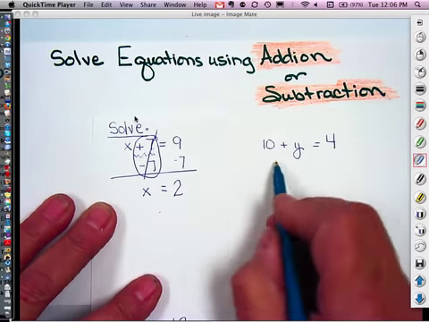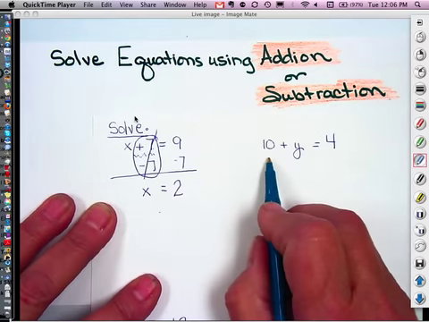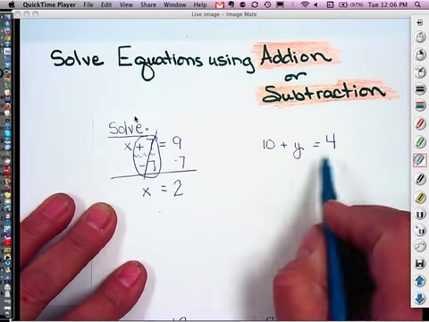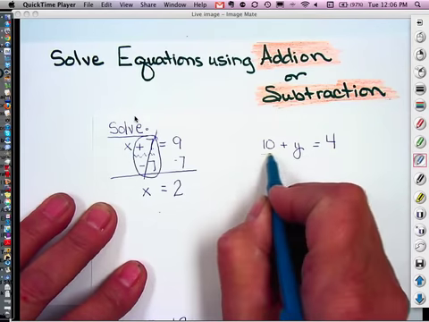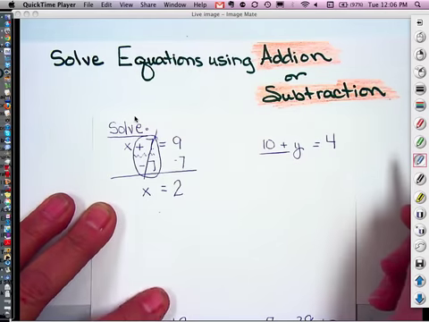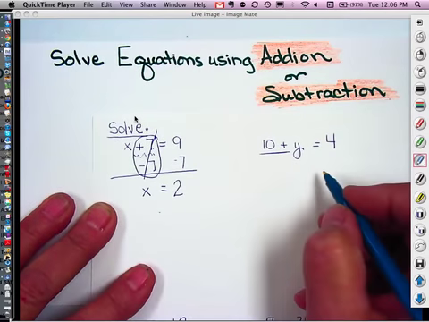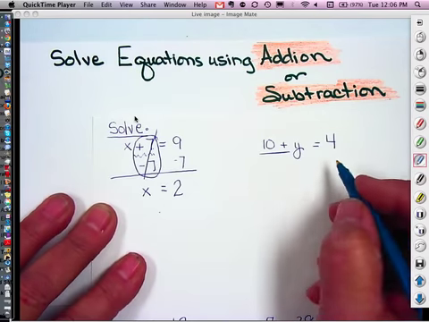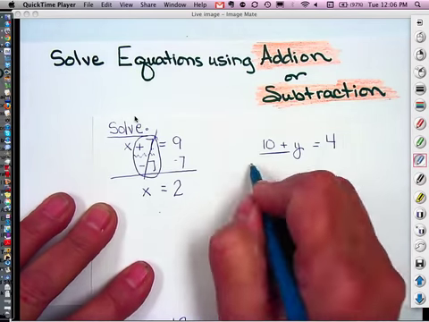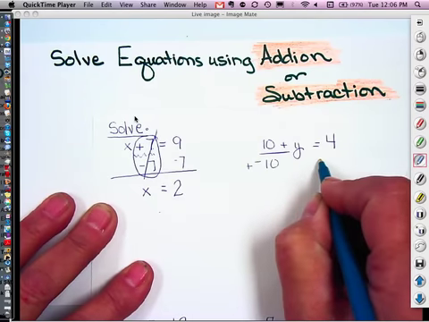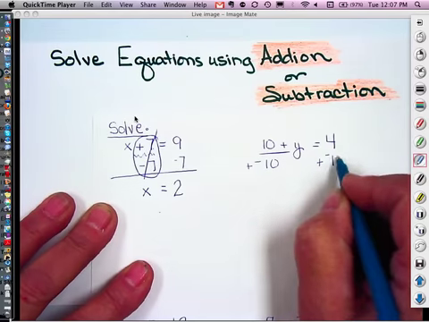On our second problem, you'll notice that I'm adding my constant first. So 10 plus y equals 4. Again, notice we're undoing addition, so in order to undo addition, I'm going to subtract. I'm going to subtract 10, or another way of thinking of this is to add a negative 10. So I'm going to add a negative 10, and to the other side I'm going to add a negative 10.